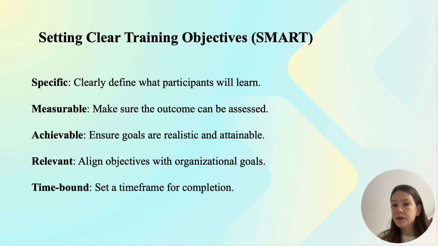So an example of this is, instead of saying improve communication skills, an objective would be: by the end of the training, employees will demonstrate effective communication strategies in team meetings as per peer feedback. So writing these clear objectives helps everyone stay on track, ensuring that your training program is both focused and effective.